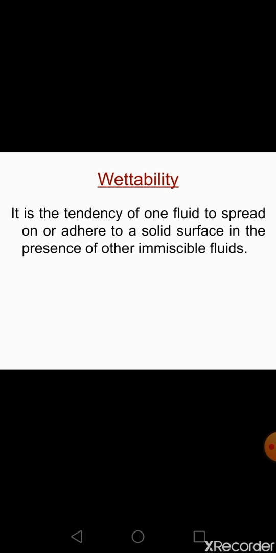Next important property is wettability. Wettability is basically another characteristic of the rock. It is the tendency of one fluid to spread on or adhere to a solid surface in the presence of other immiscible fluids. Means how easily a fluid can coat the rock surface is called wettability.